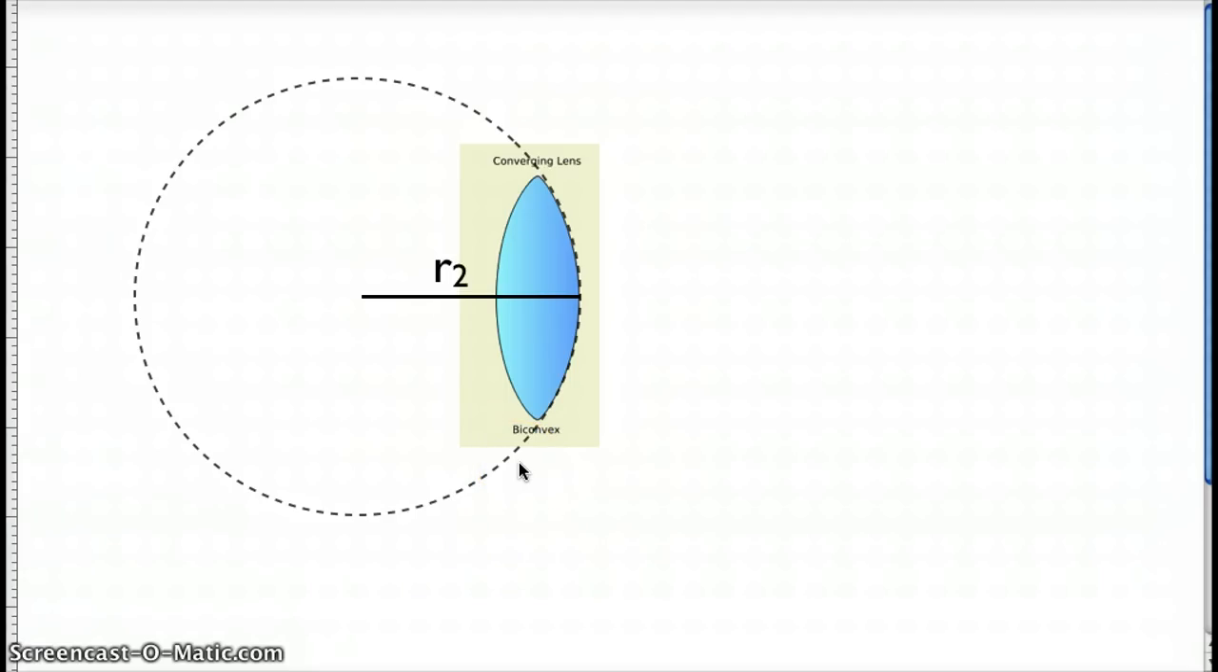So a big radius of curvature means that the lens is flat. A small radius of curvature means that the lens is more tightly curved. So the more curved that the lens is, the smaller of a circle it's part of, and the smaller its radius of curvature.